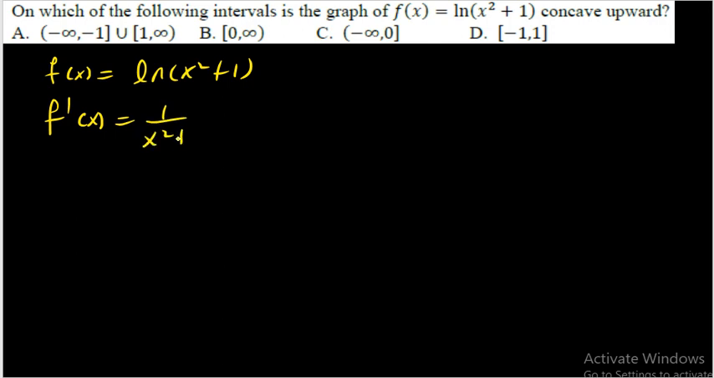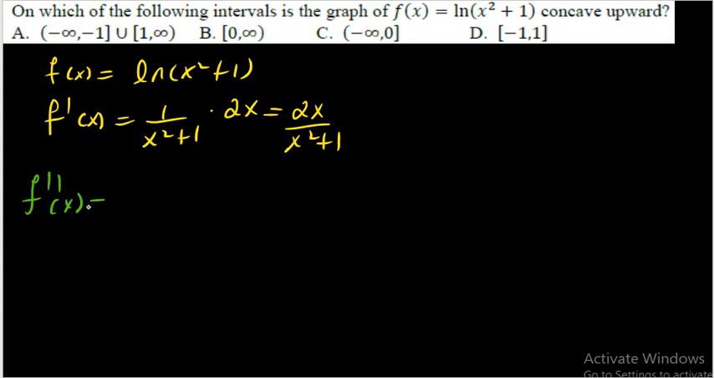So what's our original function this time? That is ln of x squared plus 1. So let's differentiate it the first time. The first derivative will be 1 over x squared plus 1 times the inner derivative, which is 2x. So I can write it as 2x over x squared plus 1. This is the first derivative. Let's go on and do the second derivative.